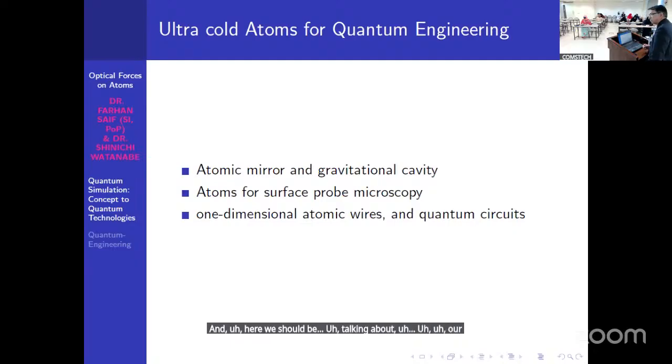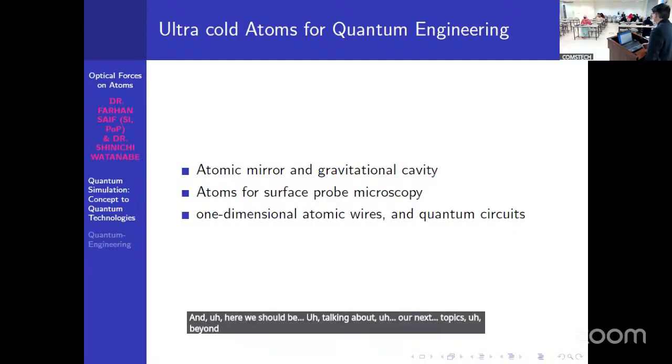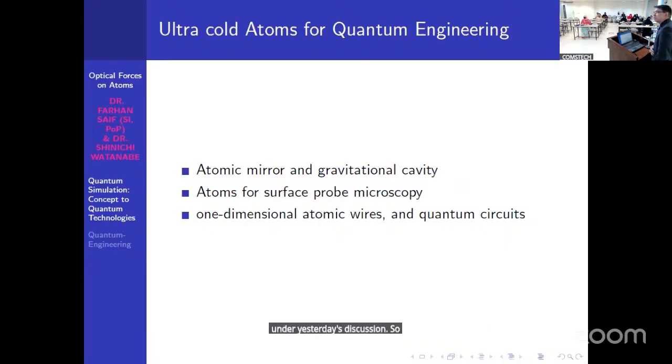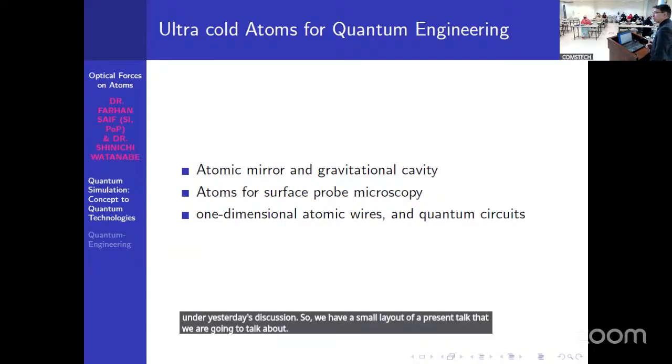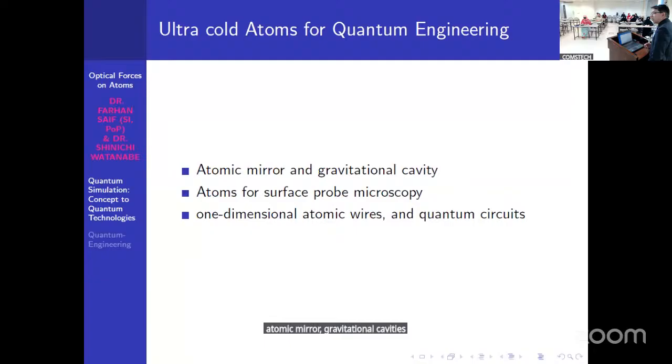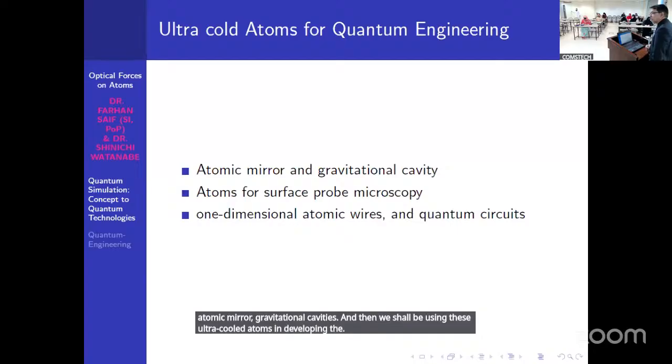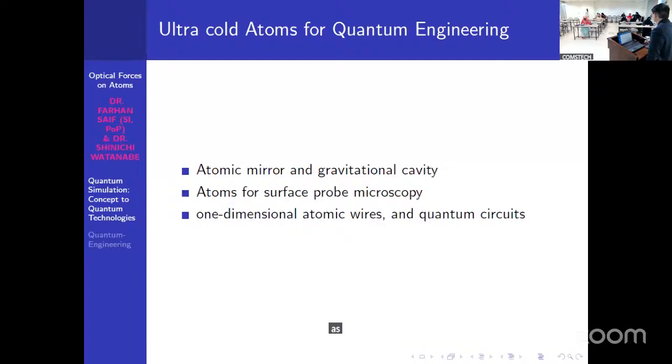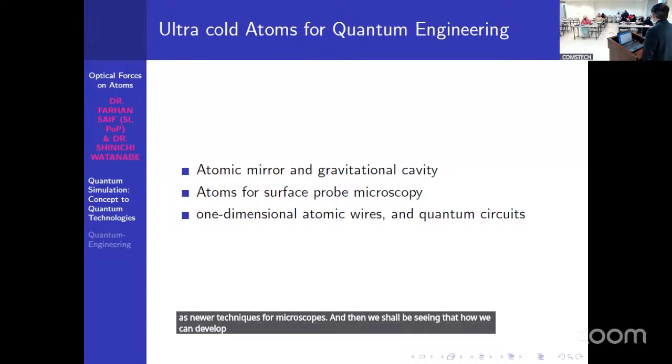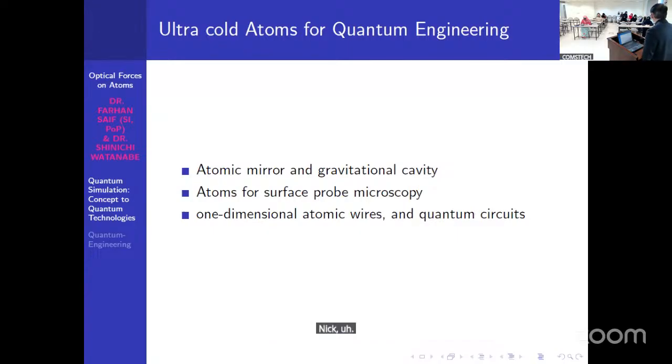Our next topics go beyond yesterday's discussion. We have a small layout of our present talk: we are going to talk about atomic mirrors and gravitational cavities, and then we shall be using these ultra-cool atoms in developing newer techniques for microscopes. Then we shall see how we can develop quantum wires, circuits, and different networks for various devices made using ultra-cool atoms.